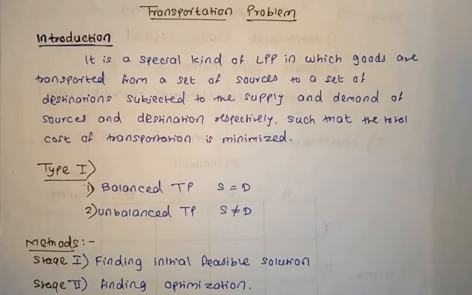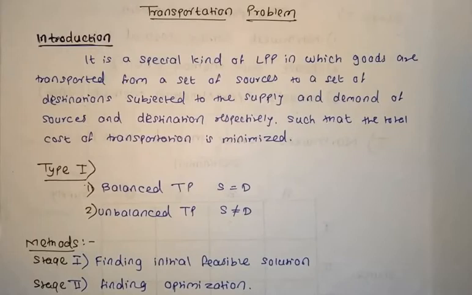In stage 1, a basic feasible solution is said to be basic if the number of positive allocations is m plus n minus 1, where m means sources and n means destinations. If the number of allocations is less than m plus n minus 1, it is called a degenerate basic solution.